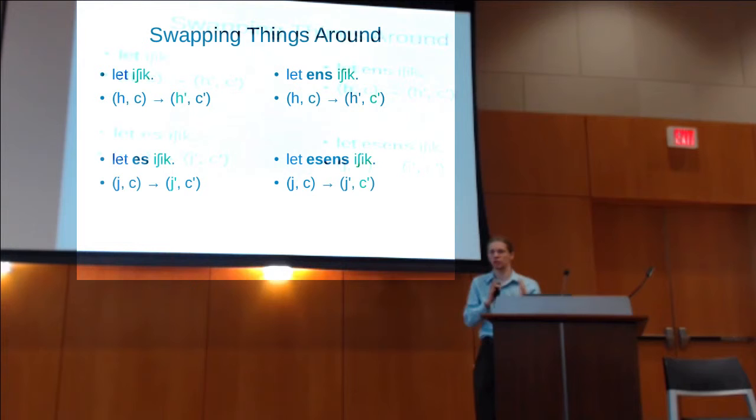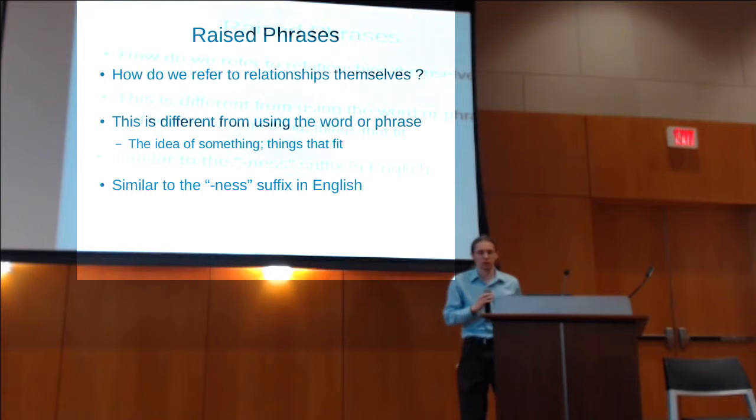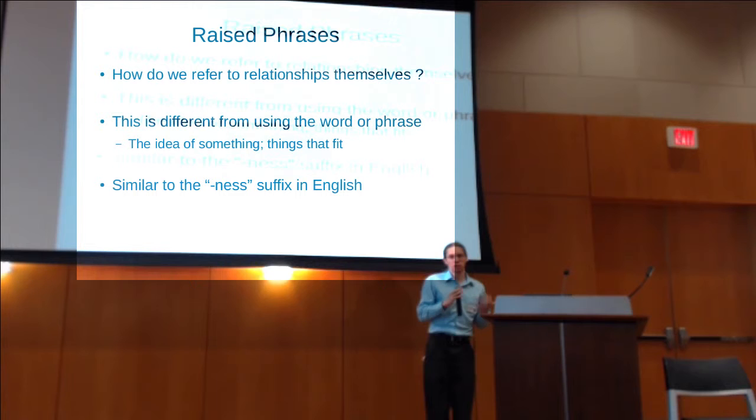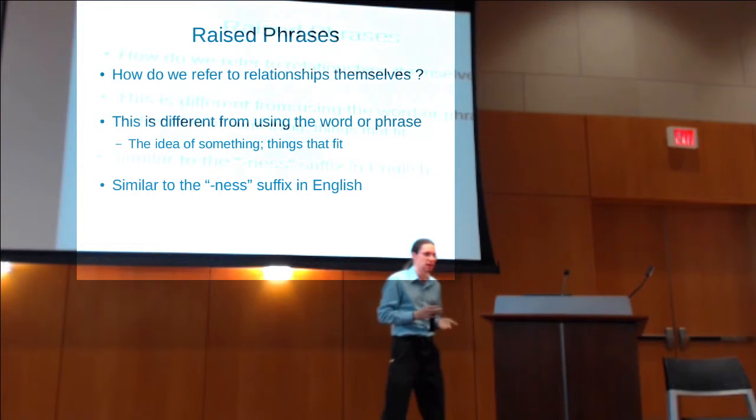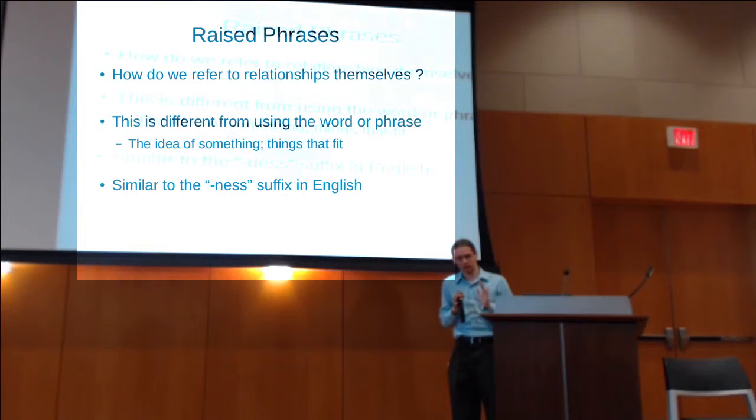So another thing that's really useful, and something you cannot speak Davin without, is a raised phrase. So we can use relationships, right? We can talk about things that are cats, where you talk about something and it goes to something else. We can't talk about the relationships themselves. And the way we do that is by using a raised phrase. We raise the phrase out of the actual meaning. This is a lot similar to the ness suffix in English. So we're talking about catness or goingness or bigness.